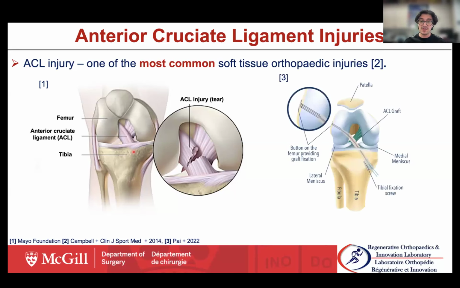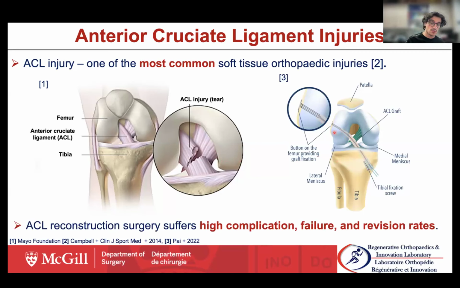Therefore, the current standard of care for ACL injury or ACL tear is replacing entirely the injured ACL. It's called ACL reconstruction surgery. The ACL is removed and replaced by a tendinous autograft or allograft. However, since we're replacing an ACL with a tendon, these are very similar, but they still have differences. And this ACL reconstruction surgery, as a result, suffers high complication, failure, and revision rates due to multiple factors that we won't delve into due to the time. So there's clearly here an unmet clinical need for an alternative solution.